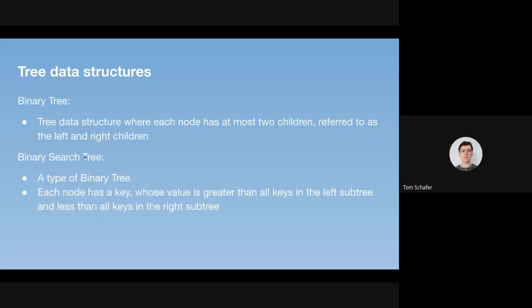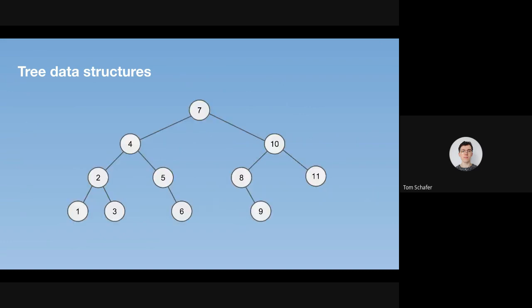Then the definition above that is a binary search tree, which is a type of binary tree, except each node has a key whose value is greater than all of the keys in the left subtree, and less than all of the keys in the right subtree. So it's a sort of recursive definition. You can see this one fits as well. 7 is greater than all of the keys in this left subtree and less than all of the keys in this right subtree.